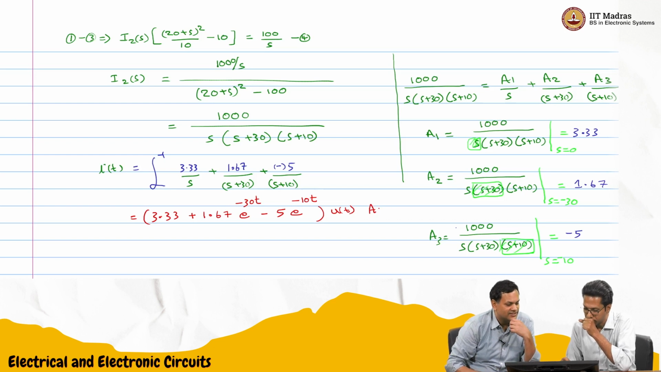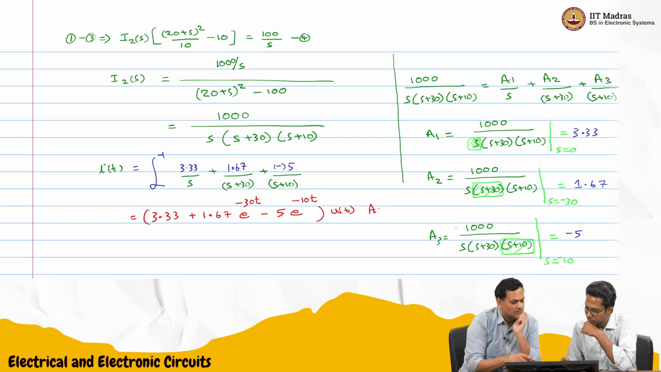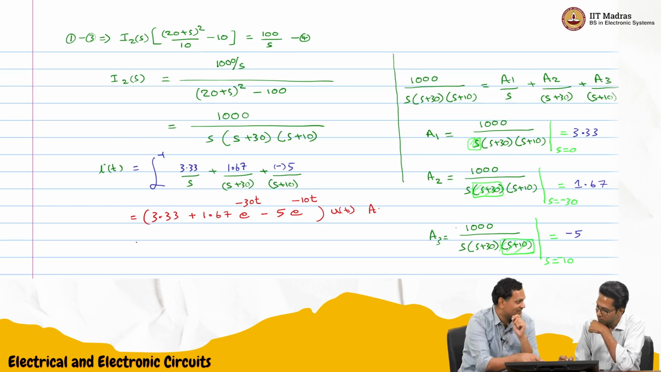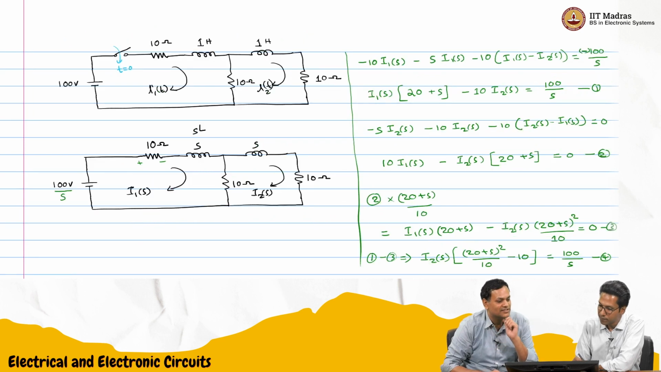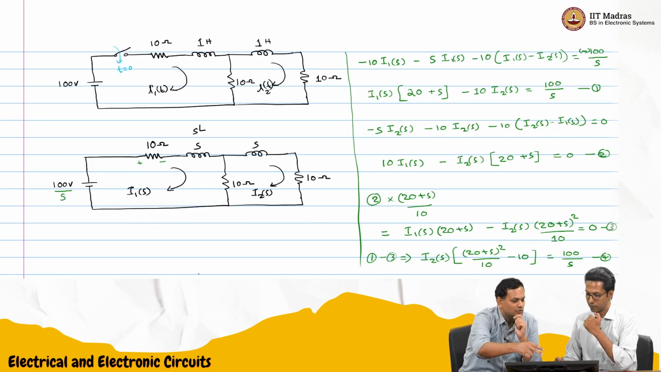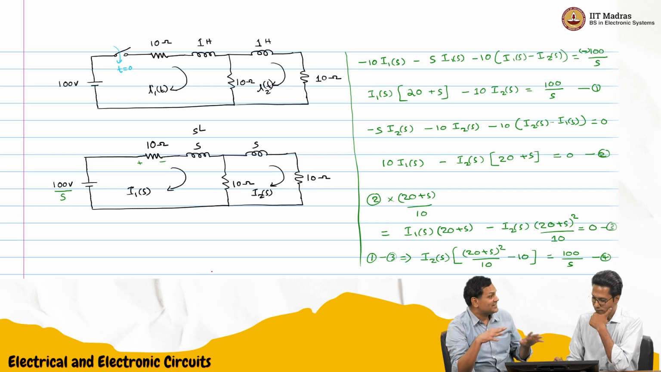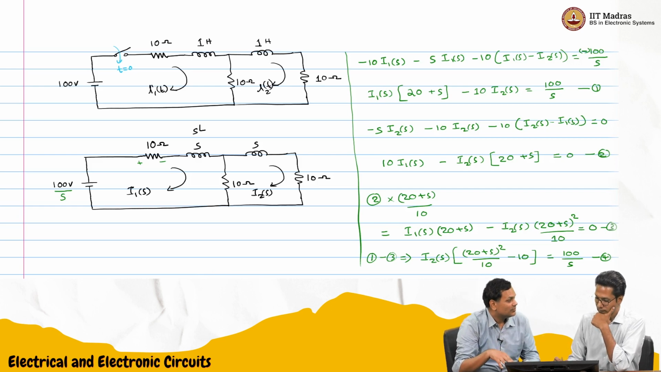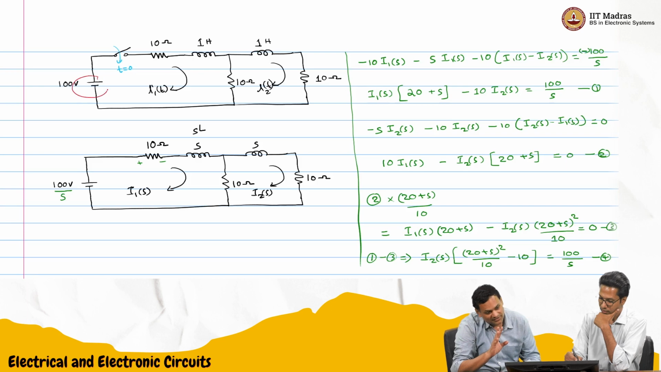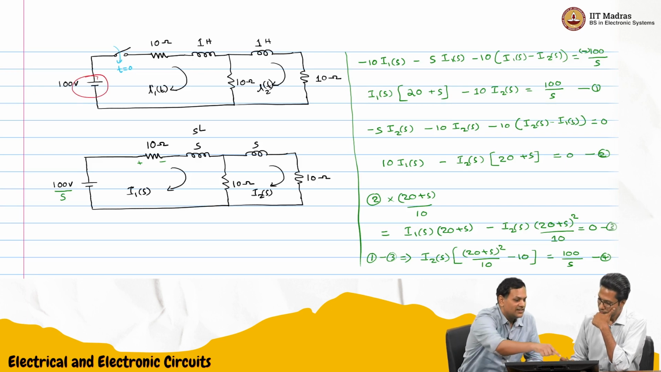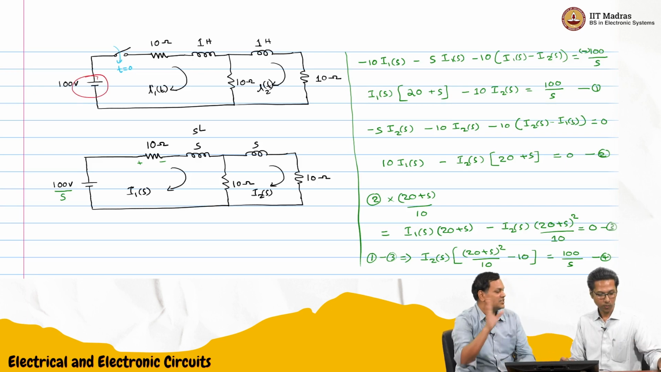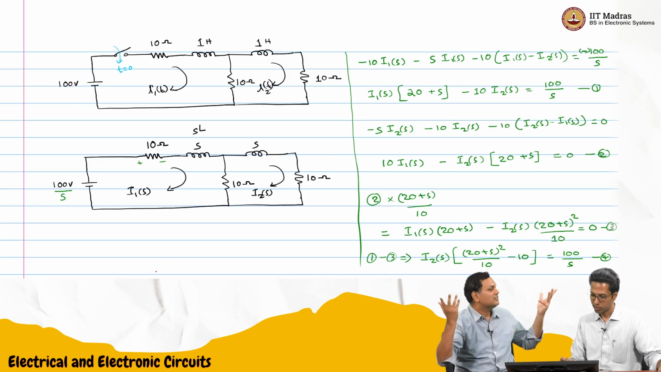So this is interesting. Maybe we can do some quick checks. Finally there should be 3.33. So when t tends to infinity, we need 3.33 amperes. Let's go to the circuit and check. t tends to infinity means steady state DC. We have applied a DC voltage and the switch has been closed. I am calculating the final value.